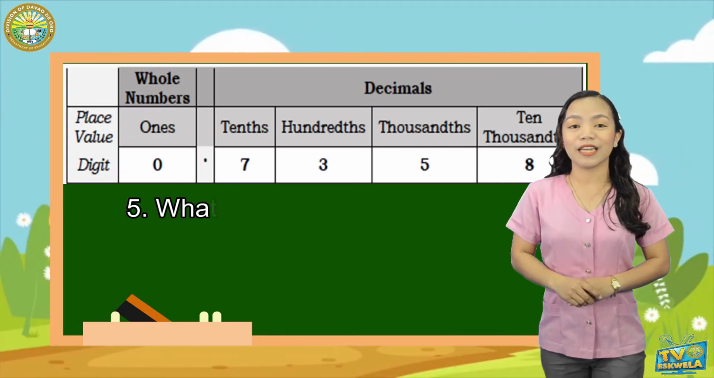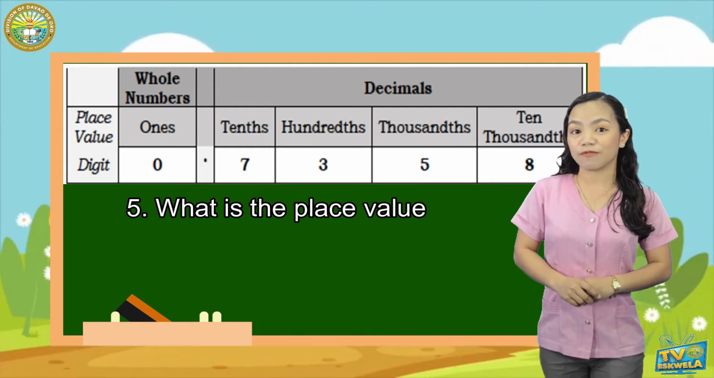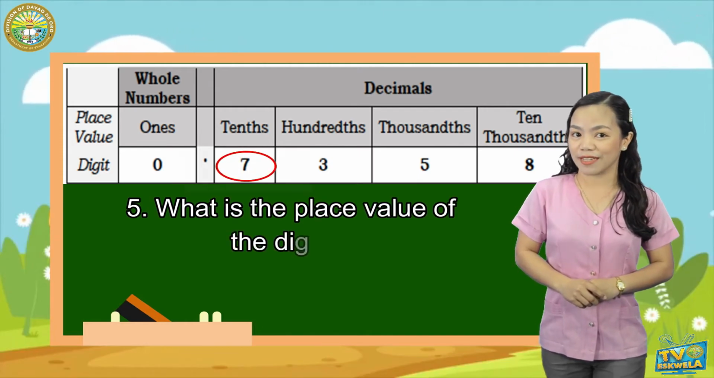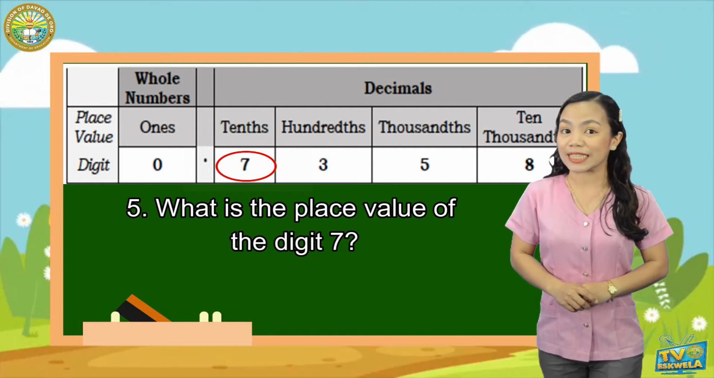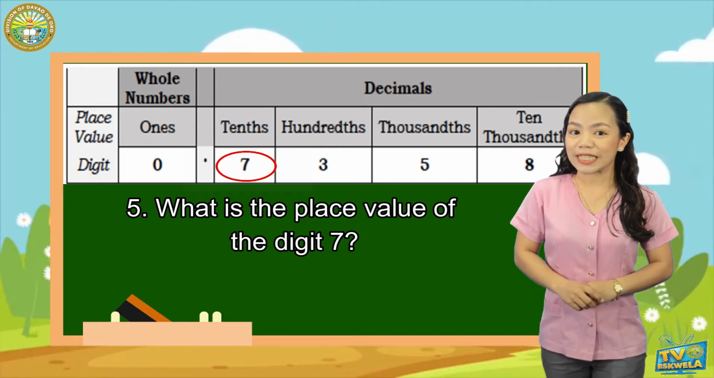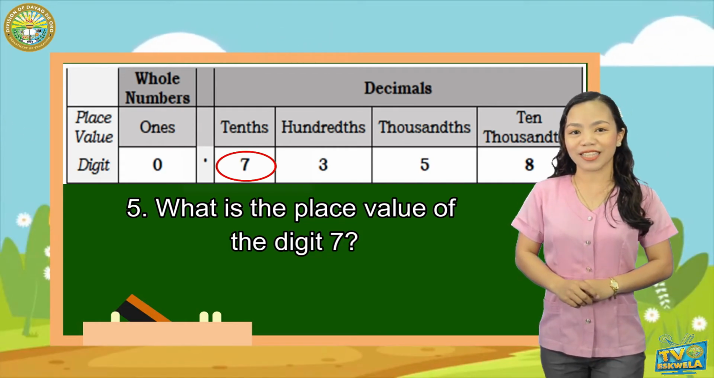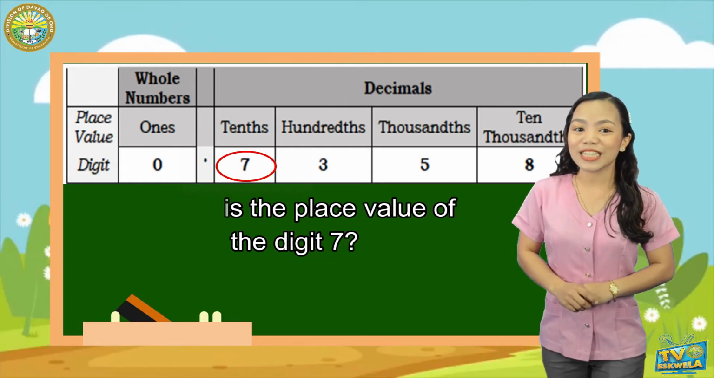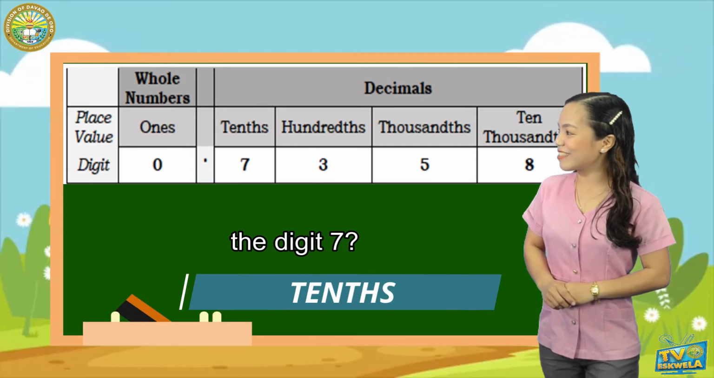Look again at the given place value chart. What is the place value of the digit 7? It is written there, tenths. And I believe you got that too. The digit 7 place value is tenths.